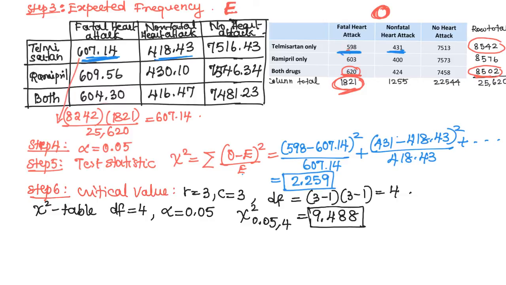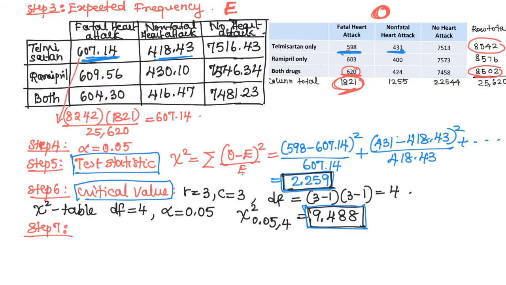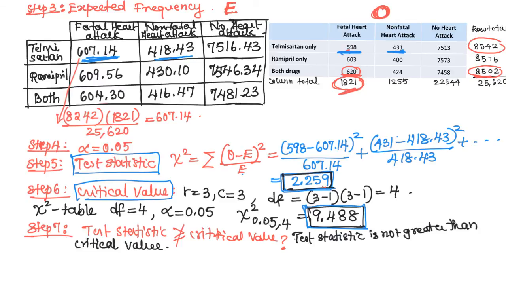So this is the test statistic, that is this one, and critical value, that is this value. Now we need to check whether the test statistic is greater than the critical value or greater than or equal to the critical value or not. So it's not, right? Because this is smaller than the critical value. So we do not reject the null hypothesis.